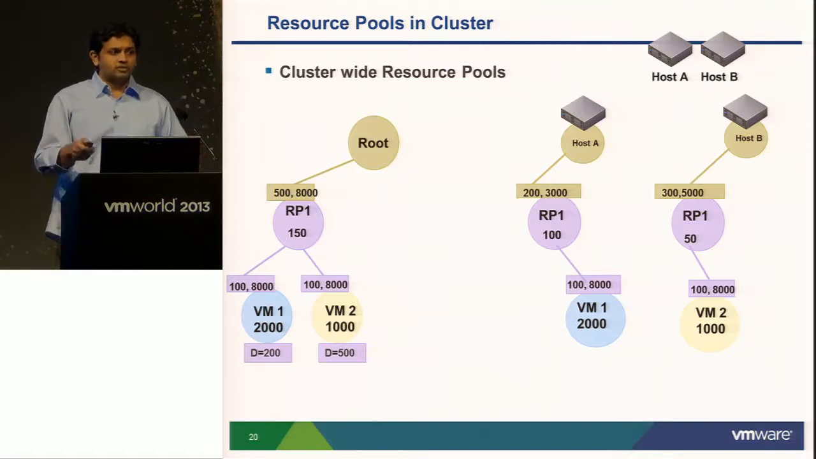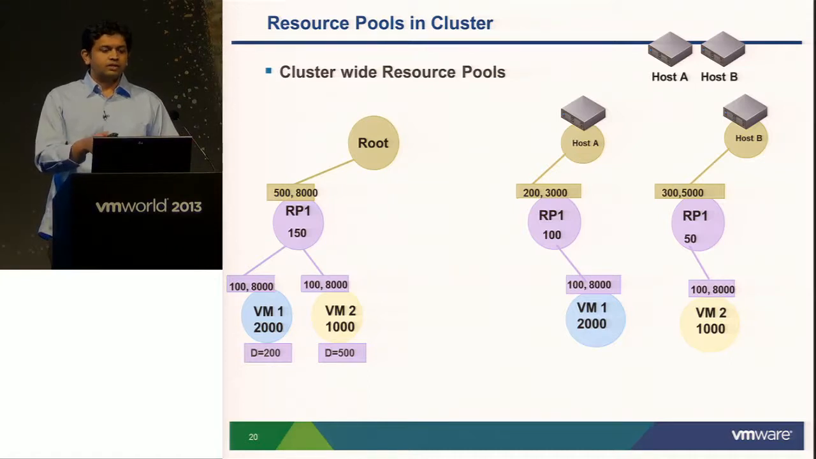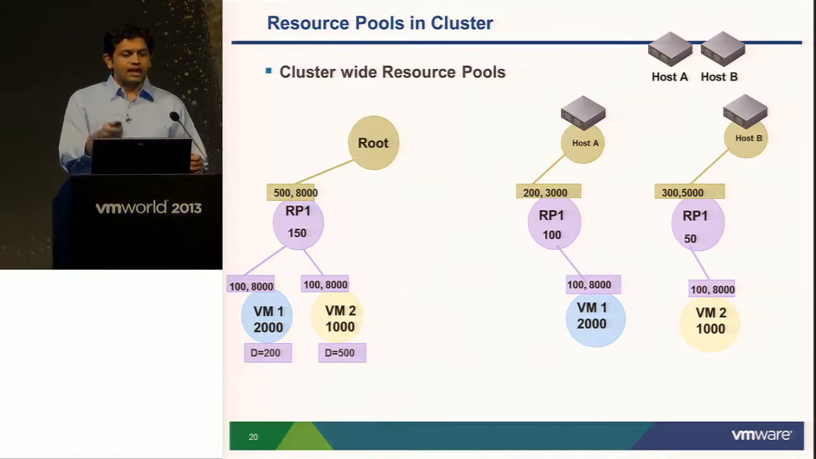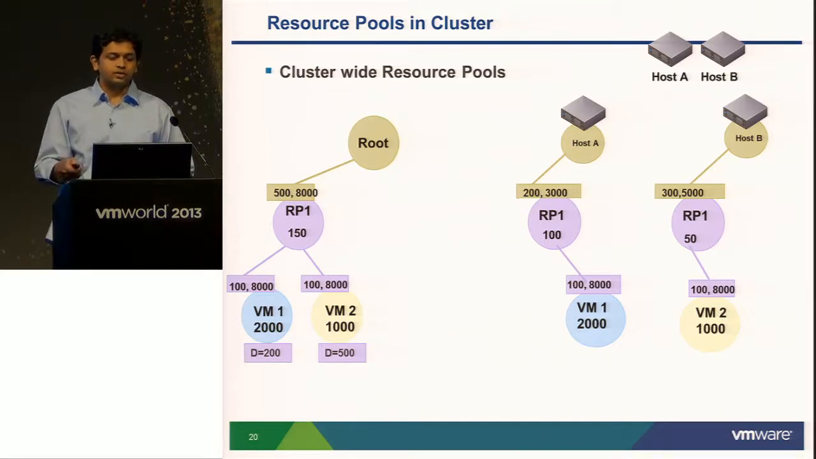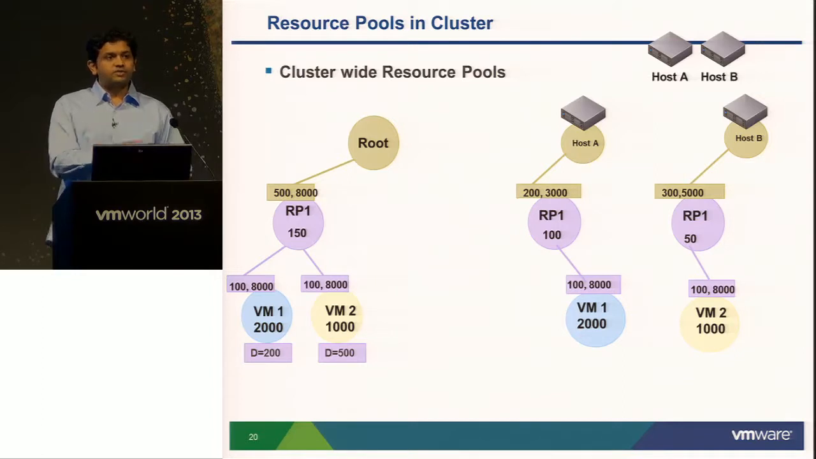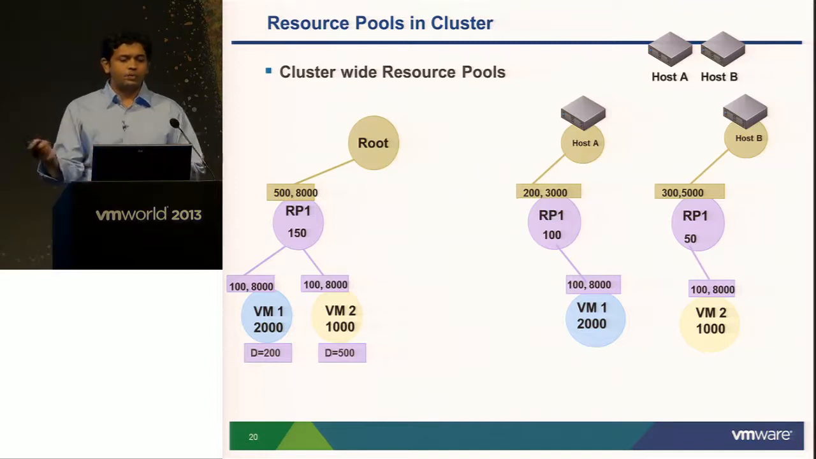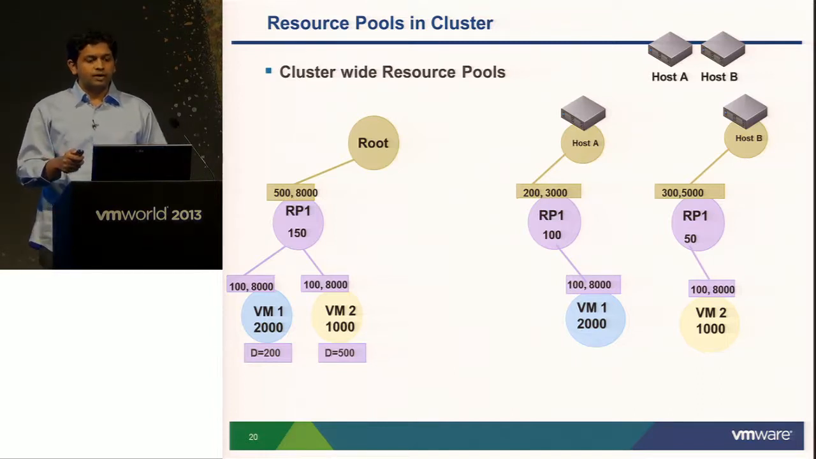So for shares on the host, DRS splits the shares depending on how much is entitled by the VMs on each host. In this example, VM1 deserves 2/3 of RP1's resources. So RP1 on host A gets 100, which is 2/3 of 150. Similarly, RP1 on host B gets 50.